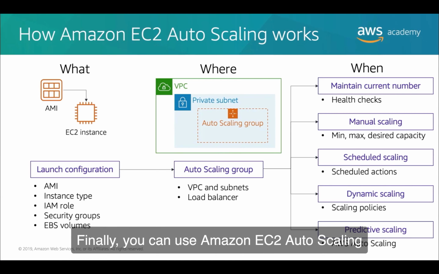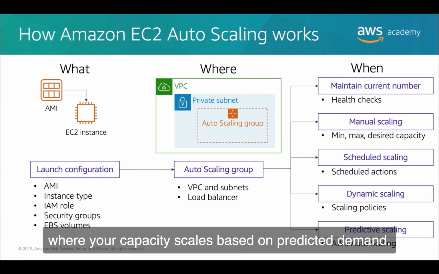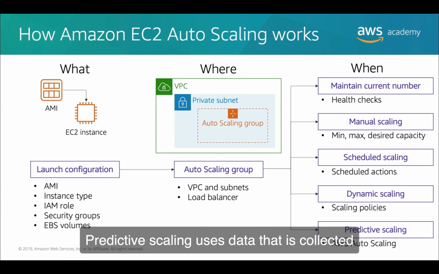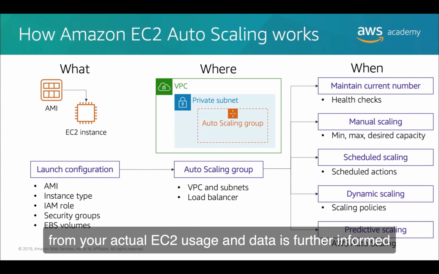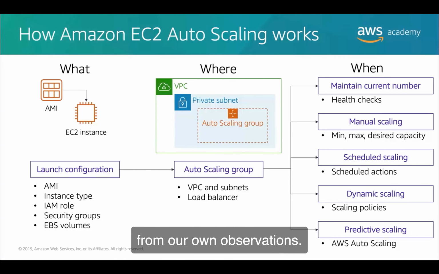Finally, you can use Amazon EC2 Auto Scaling with AWS Auto Scaling to implement predictive scaling, where your capacity scales based on predicted demand. Predictive scaling uses data that is collected from your actual EC2 usage, and data is further informed by billions of data points that are drawn from our own observations.